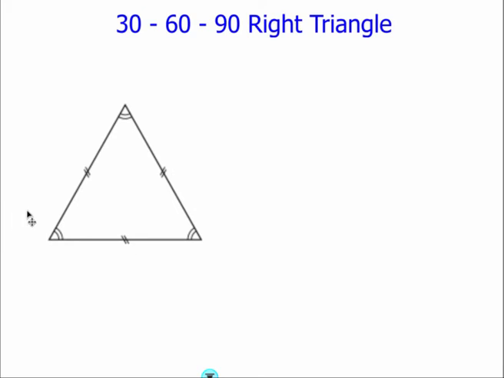So first let's focus on the 30, 60, 90 right triangle. I'm going to show you how to first build a 30, 60, 90 right triangle, and then we're going to come up with our properties. To build it, I'm going to start with an equilateral triangle. In an equilateral triangle, we know that all of our sides are the same length. We also know that all of our angles are equal, and because all the angles have to add up to 180 degrees, these angles are all going to be 60 degrees.